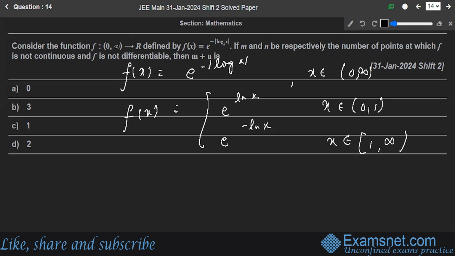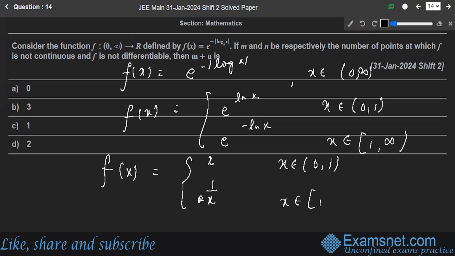That means e raised to power log of x will be equal to x only. No, not minus x, this will be 1 by x, because this will be x raised to power minus 1. Okay, for x belonging to 0 to 1, and here x belonging to 1 to infinity. So the graph for this will look something like this.